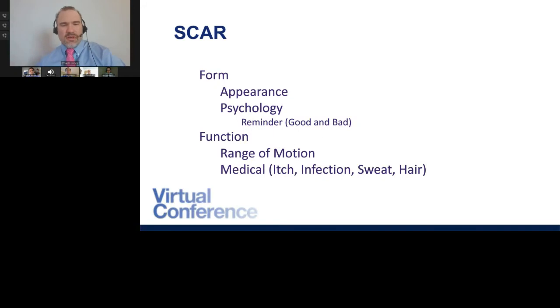So what we're doing is we want to attack the form and function, as Dr. Schumacher was alluding to. And I love this because the why is just as important as the how. Why do we need to do this? Certainly appearance is a big, big part of it, but the psychology of that appearance is just as important, especially when you're dealing with domestic abuse patients being cut up or being beaten up. That scar is a reminder every single day of what happened, and it can really impact their day-to-day activities.